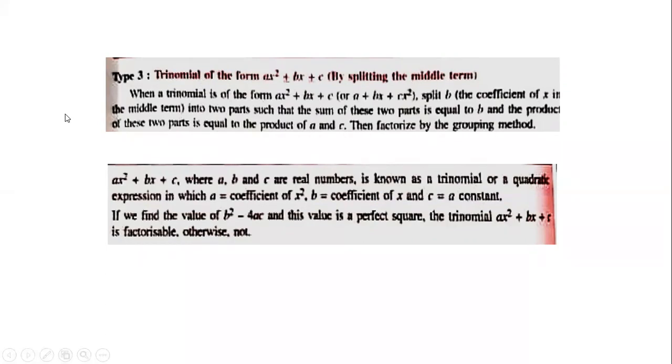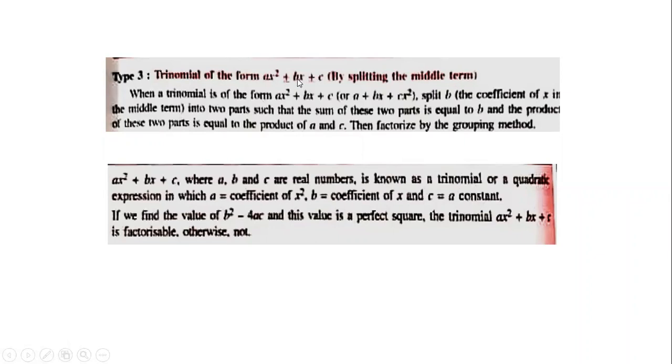Trinomial of the form ax square plus bx plus c or ax square minus bx minus c. In this trinomial, we have to split b, the coefficient of x, that is the middle term, into two parts. Why is this method known as the splitting of the middle term? If you find this trinomial in the question, of the ax square plus bx plus c type, then you have to split this middle term. Here the middle term is b, the coefficient of x.